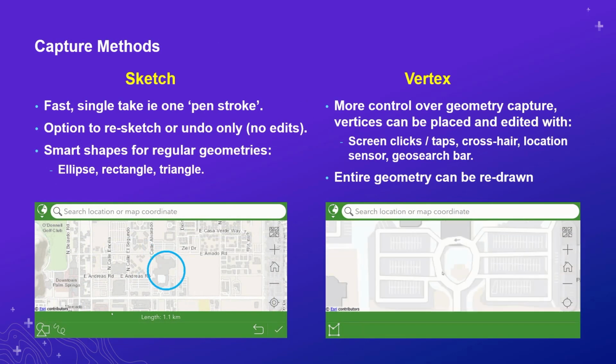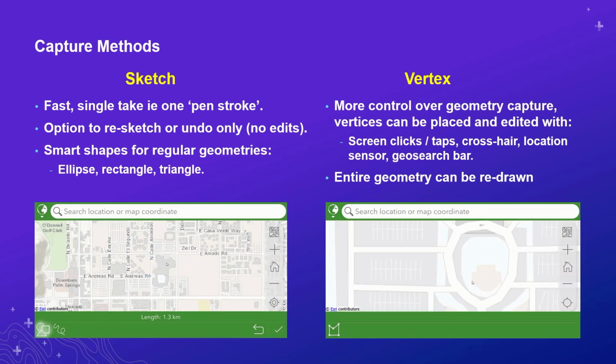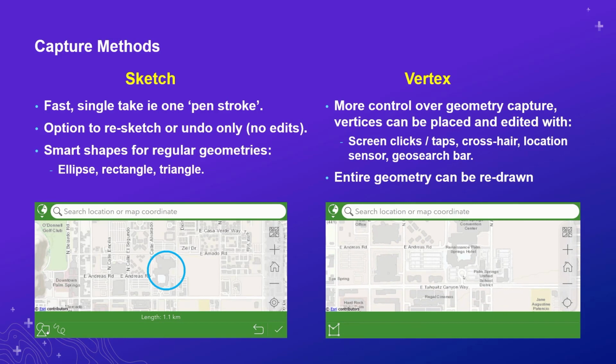Let's look at the capture methods. The sketch method is designed to be a single take. That is, the geometry capture is completed in one continuous pen stroke. If you're not happy with the result, you have the option to resketch or return to your previously captured geometry using the undo function. Regular geometries such as ellipses, rectangles, and triangles can be sketched using the Smart Shapes tool.